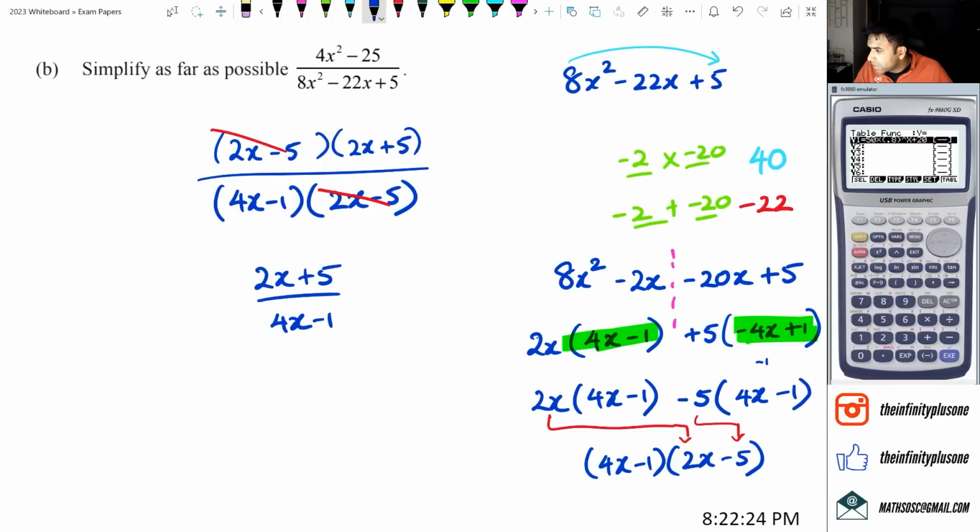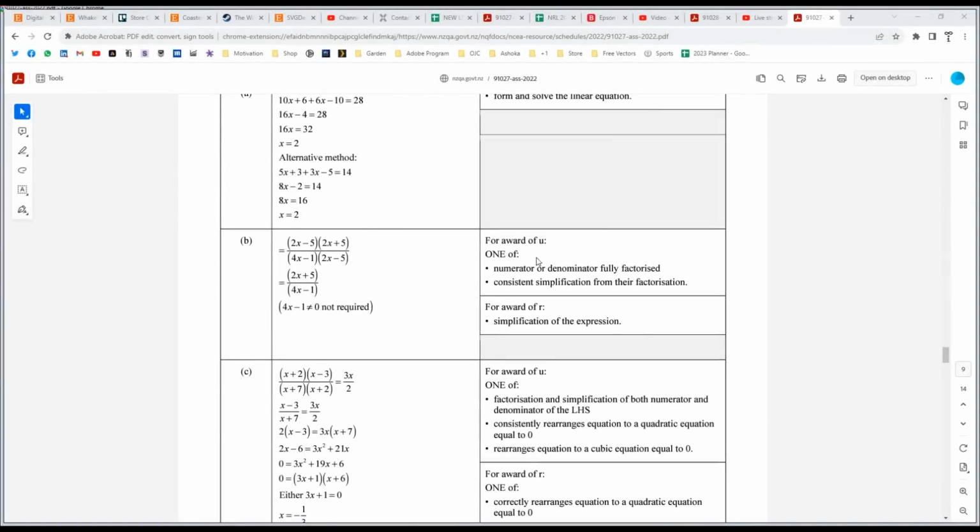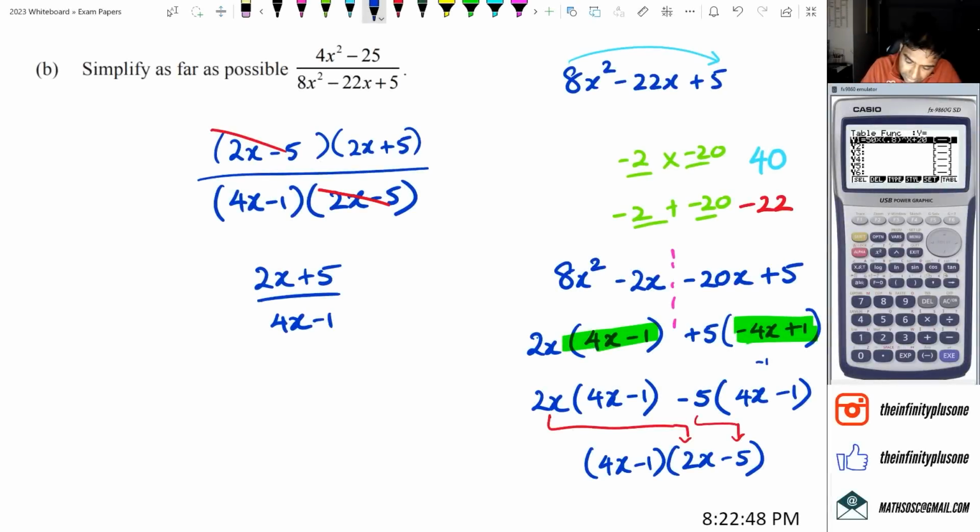Now grades wise, is this an achieved question or a merit question? Definitely a merit question. For the achieved you just need to get either the top line correct or the bottom line correct. And for a merit, you just have to cross out that common factor. Once you do that, you are looking at a merit. So this is what a merit is. Achieved is actually getting either this or the denominator correct, and you're pretty much good to go for this question.